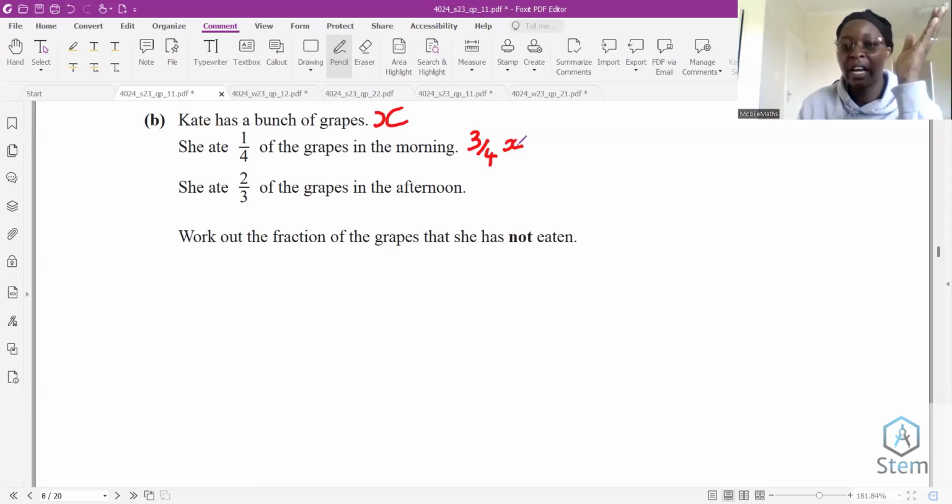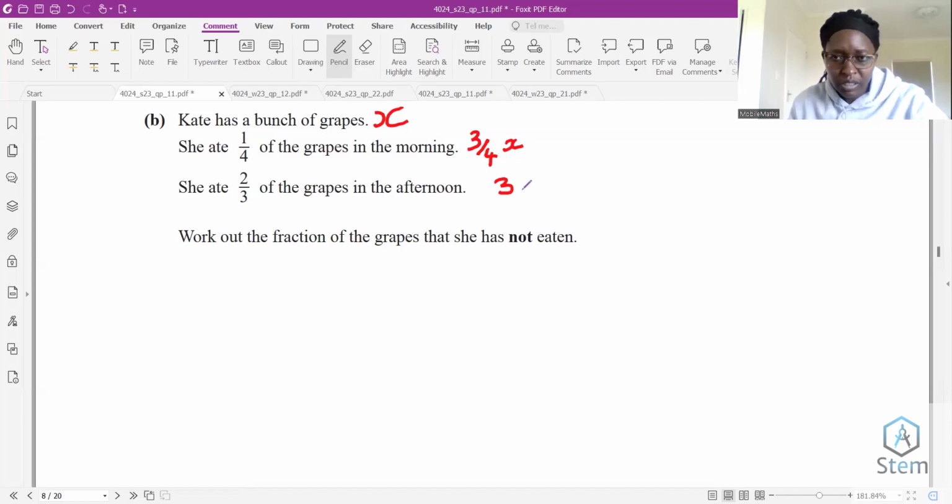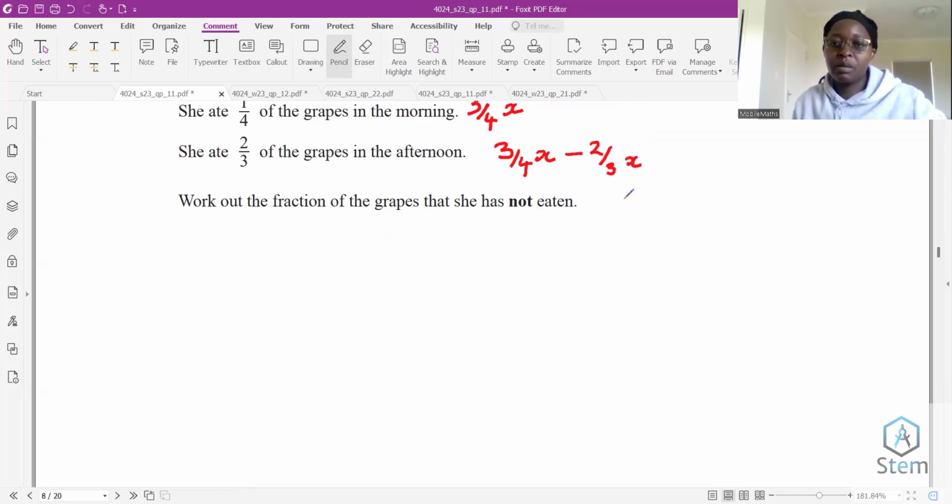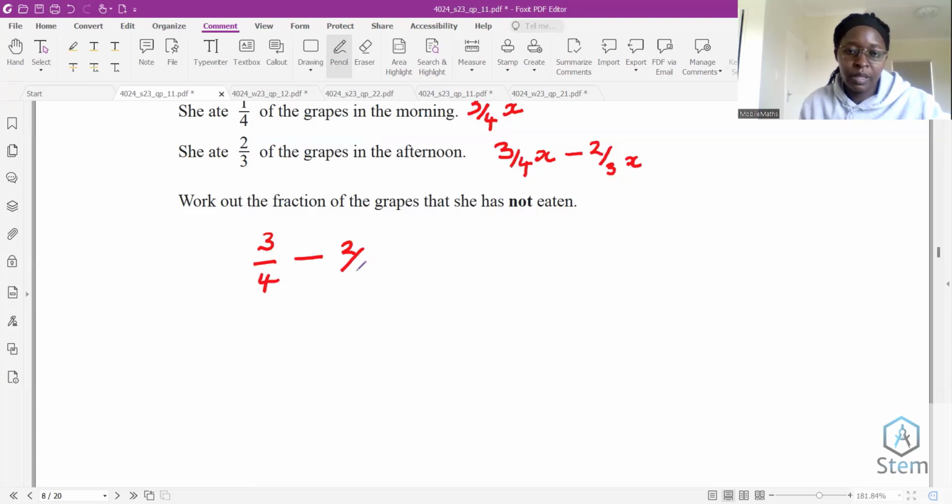Then she ate again later on in the afternoon 2 over 3 of the grapes that have been left in the morning. So this is going to be 3 over 4x minus 2 over 3x. So basically we are going to simplify this fraction. Okay, so let's simplify it. I've got 3 over 4 minus 2 over 3.